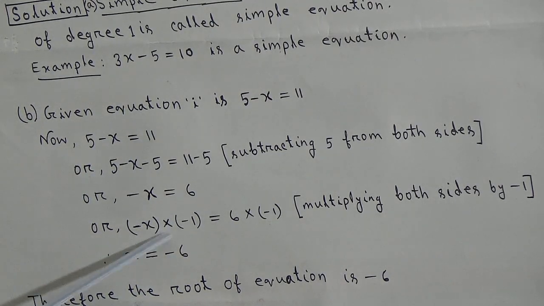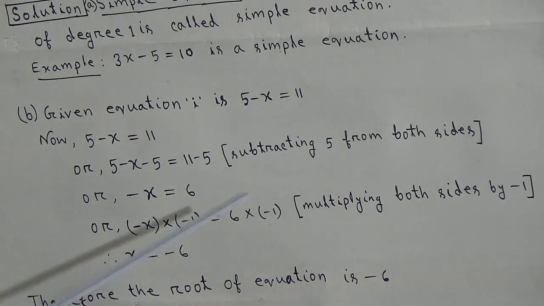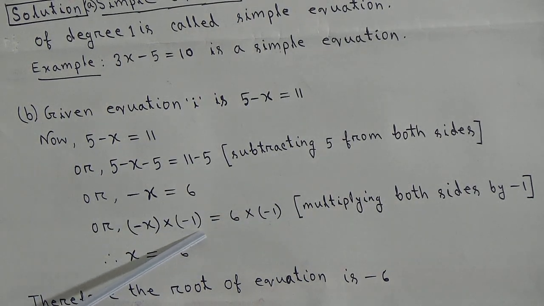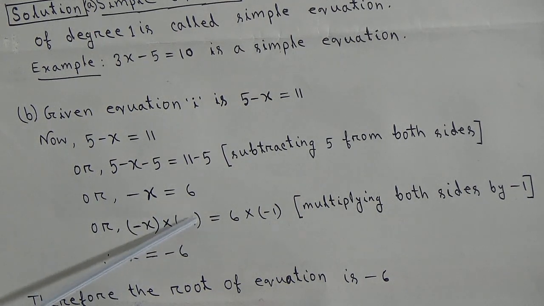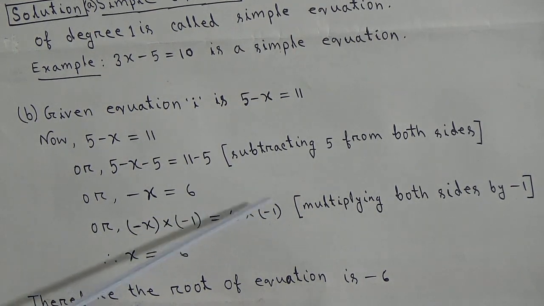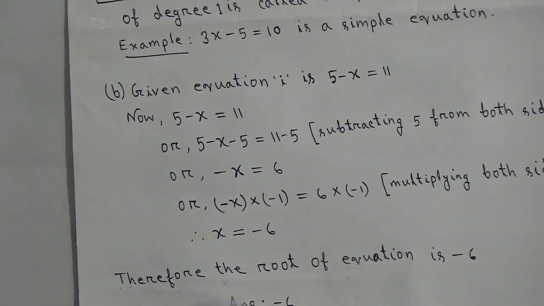Now, minus x multiplied by minus 1 is equal to 6 multiplied by minus 1. Then minus times minus is plus, so x ones are x, and 6 minus 1s are minus 6. Therefore, the root of the equation is minus 6, and the answer is minus 6.